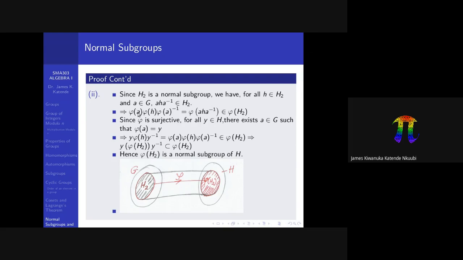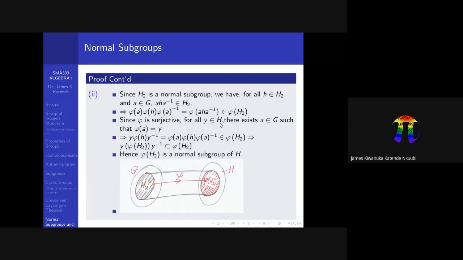So let's pick a in G. Then this element multiplied by the image of h multiplied by the inverse of the image of a. Because this is a homomorphism, we can put all these back in the brackets. But you know that a h a inverse is an element in H2. So it means since this is picked from H2, its image must be in the image of H2. Right?